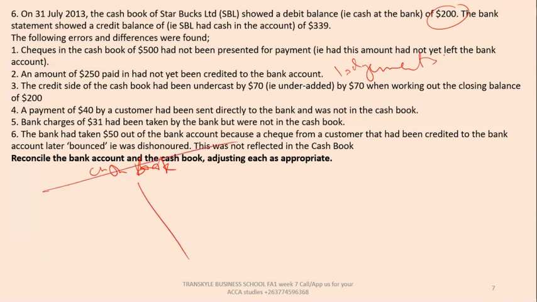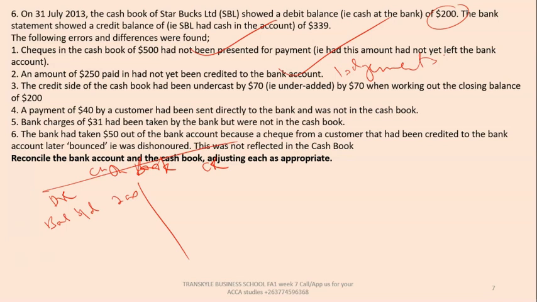A cash book is a T account, okay? We've got the debit and the credit, you can see here. We are told that there is a debit balance in the cash book of $200. Then we are told that, like I said, only these two are to be adjusted in the bank reconciliation statement. The rest should be used to update the cash book.